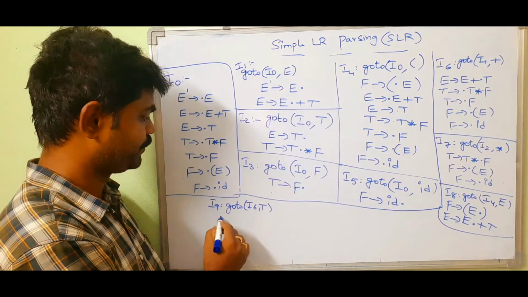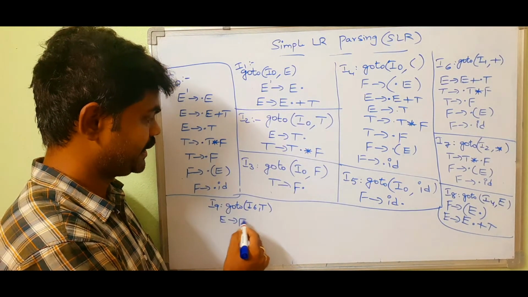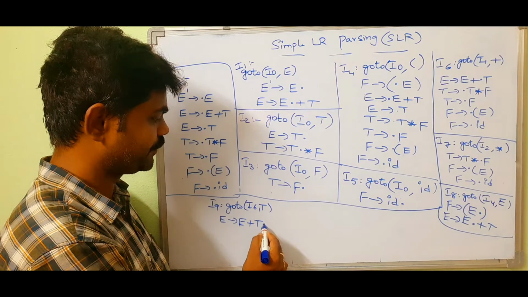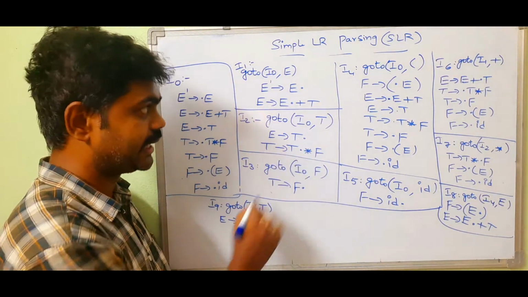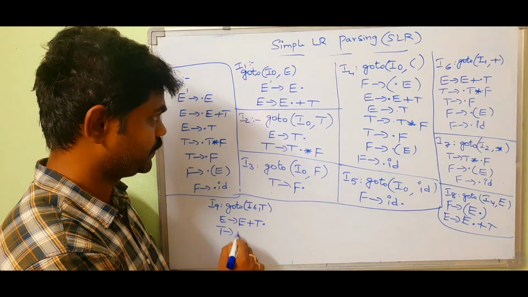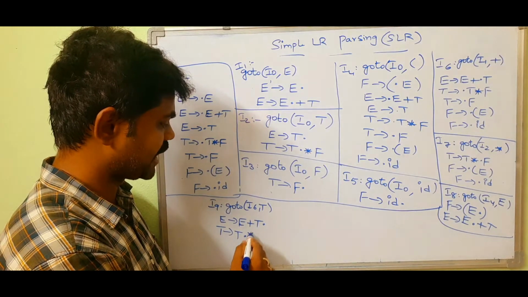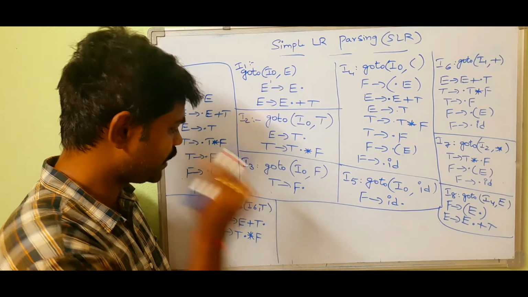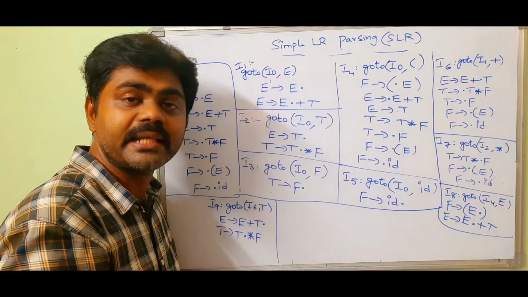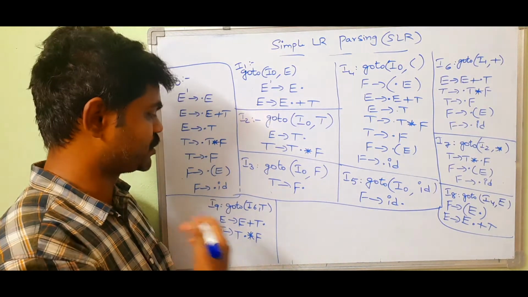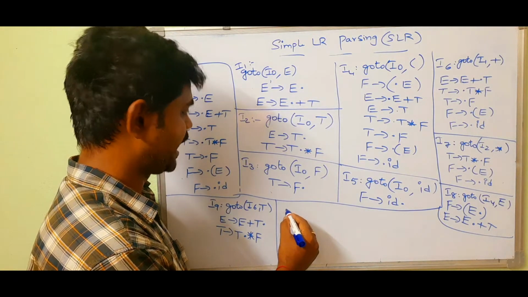So what will I get? E tends to E plus T dot. So dot reached at the end, and T tends to T dot star F. Okay. So after dot we have a terminal. So I9 is over. Next I10.